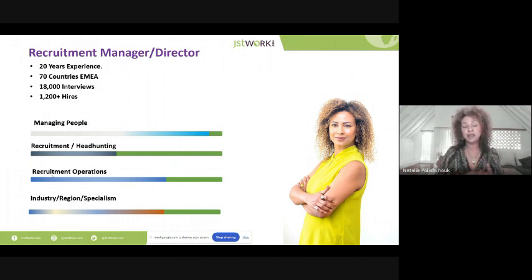Even say tomorrow I want to move to a marketing manager. But let's look at my core current pillars. 1 is I can manage people. 2, I'm very good at my line of business, which is recruitment and headhunting. 3, recruitment operations. 4, I usually have industry, region, or some kind of specialism.